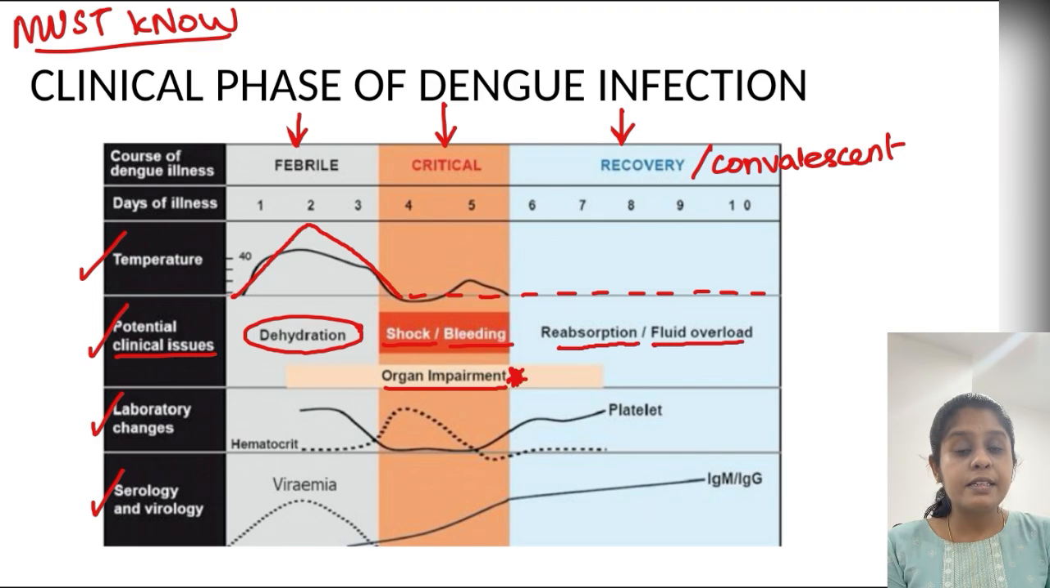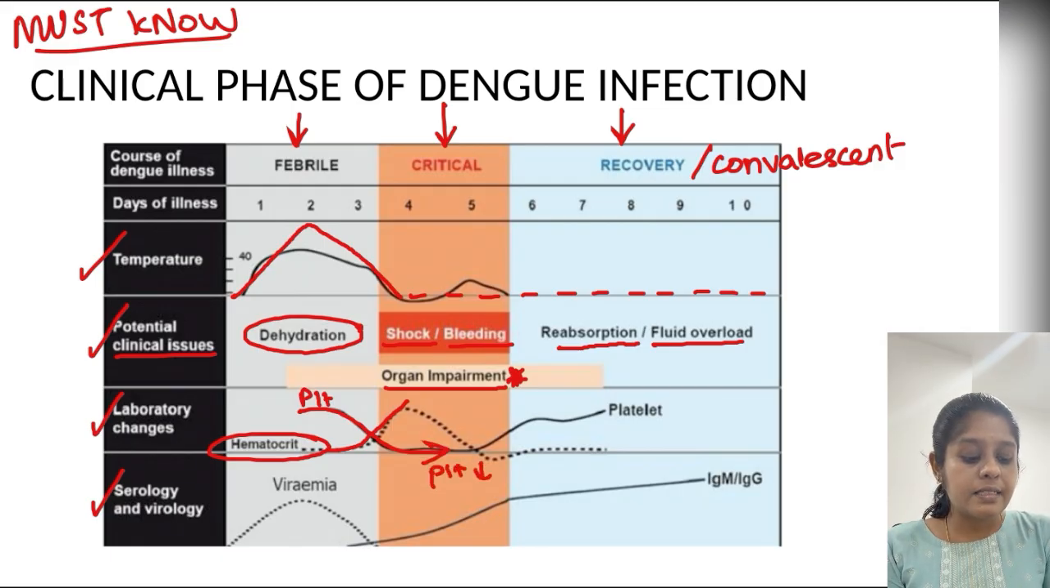Coming to the laboratory changes, first there will be hemoconcentration along with thrombocytopenia in the critical phase. During the febrile phase, all parameters are normal. At the end of the febrile phase, your platelets start to fall and your PCV starts to rise. And then in the convalescent phase, the platelets will gradually improve back to normal and the hemoconcentration will reduce.